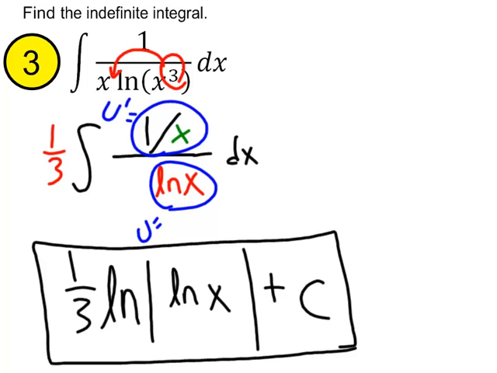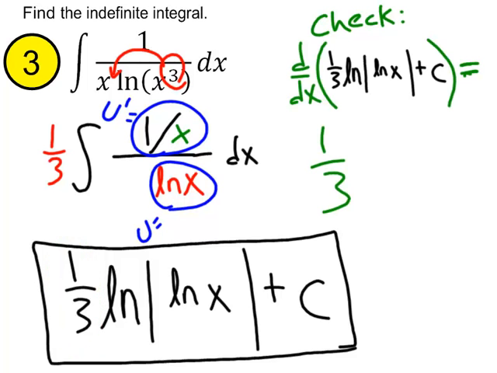Now this is one that I believe is fairly easy to check just by differentiating, so let's do so. We know that when we derive this down here, this 1/3 will just hang out in front.